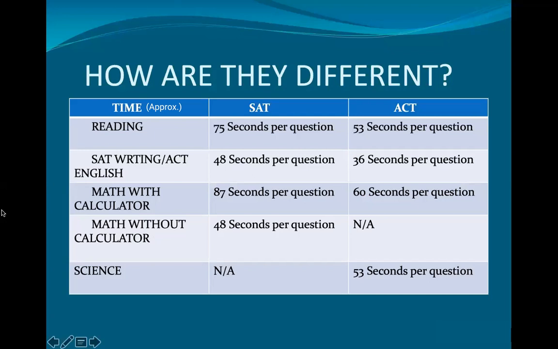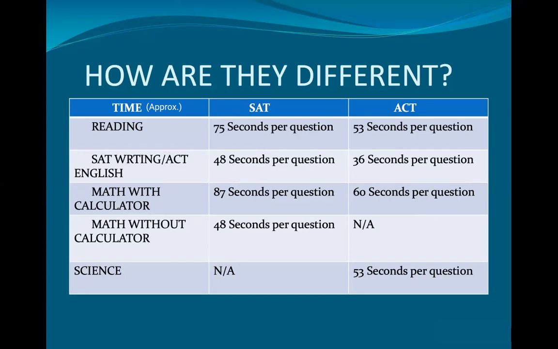Now I'm going to talk about how they differ time-wise. For reading, in SAT you have 75 seconds per question. However, in ACT, you have only 53. And for writing, or English in ACT, you have 48 seconds per question in SAT and 36 seconds per question in ACT.